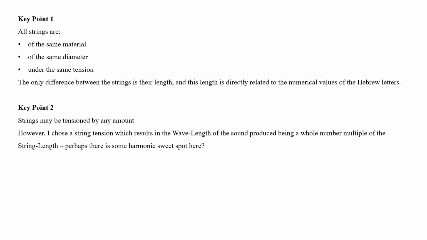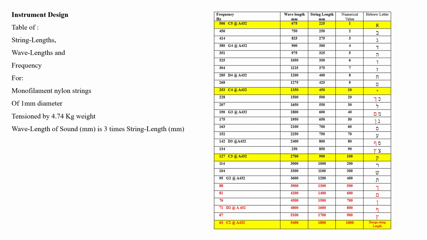Key point 2. Strings may be tensioned by any amount. However, I chose a string tension which results in the wavelength of the sound produced being a whole number multiple of the string length. Perhaps there is some harmonic sweet spot here. Table of string lengths, wavelengths, and frequency for monofilament nylon strings of 1 mm diameter, tensioned by 4.74 kilograms. Wavelength of sound is 3 times string length.